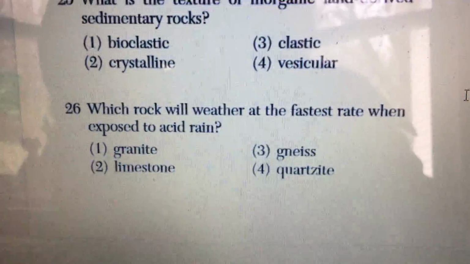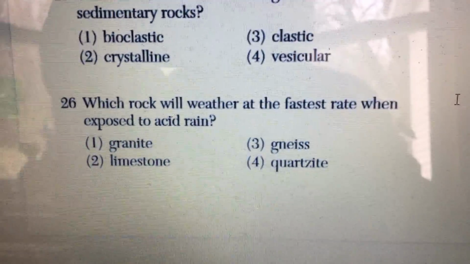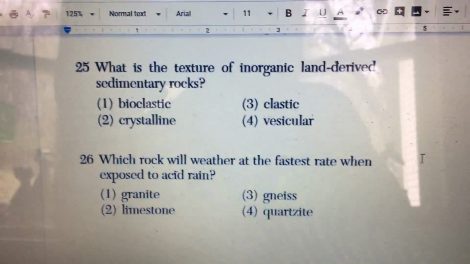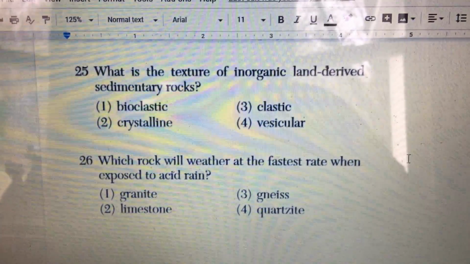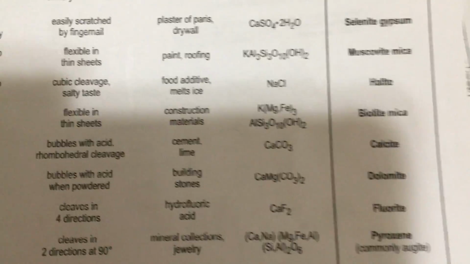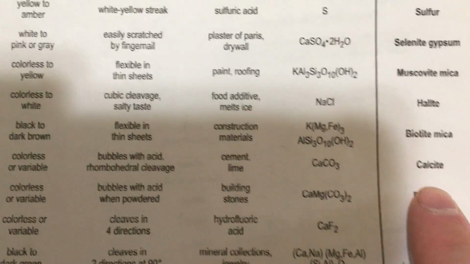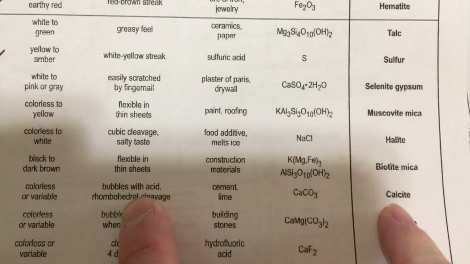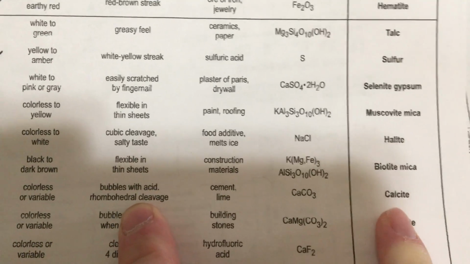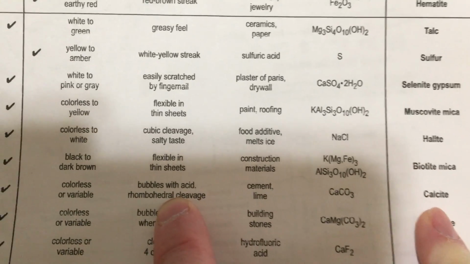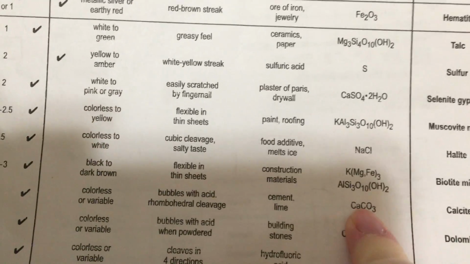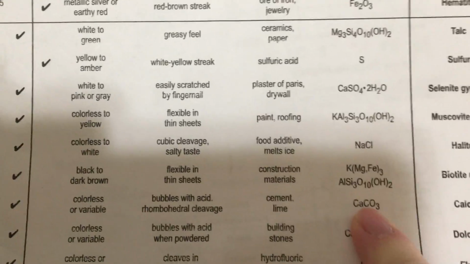Which rock will weather at the fastest rates when exposed to acid rain? This one, I would definitely not put this on your online quiz, because we were not in class. We did not have the opportunity to run this experiment with acid. I threw it on here just to bring this point up, but don't panic about this one. But bubbles with acid is calcite. This calcite, CaCO3, breaks down in acid.